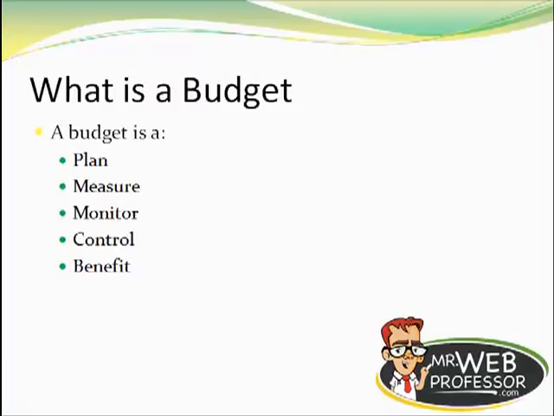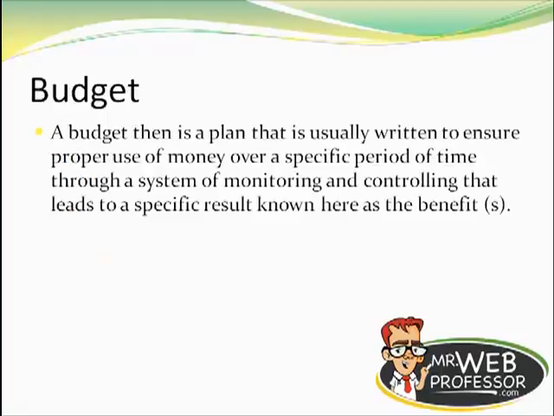So what is a budget? Well, first of all, a budget is a plan. It's something that helps us plan for the future and control our spending. It's a measure as well. It helps us to measure how much we're going to spend. And as I just mentioned, it will help us to monitor and control what we spend if we use it appropriately. Finally, it's a benefit because as we use the budget to plan what we'd like to spend, measure what we are spending, and monitor and control our spending over a period of time, then it should result in the benefit of a better financial future.